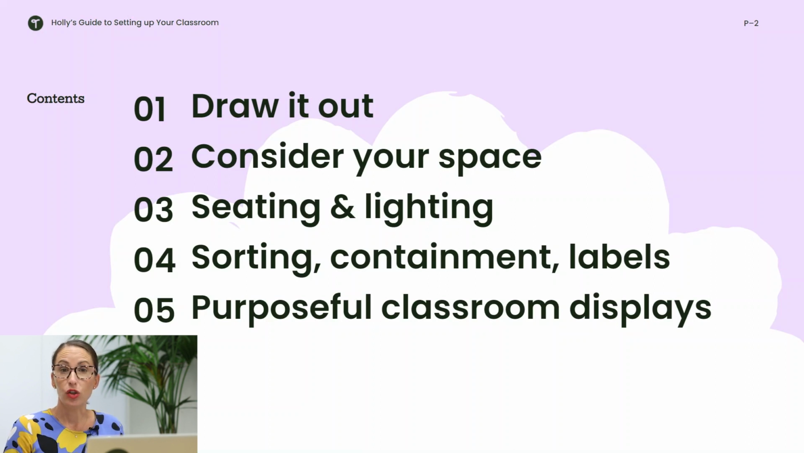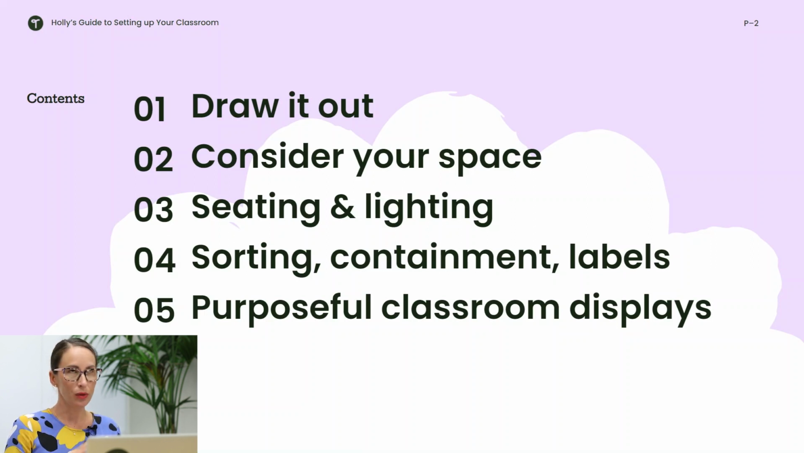Number 2 is consider your space. This is your space where you'll keep all of your teaching tools and resources. The third thing is to think of seating and lighting. Just looking at the classroom, what's going to be the best arrangement for the student desks and the lighting. The fourth one is sorting, containment and labels.